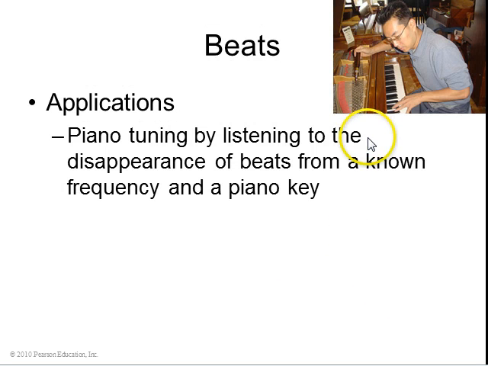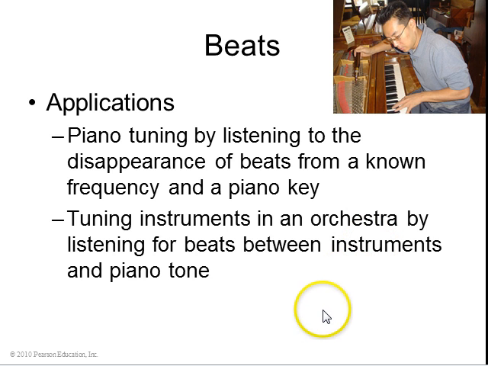And this has an application when you're tuning pianos. If you have a known frequency source, like a tuning fork or something, and you play it at the same time as a piano key, and you hear beats, then you know that the frequency is not quite the same. And if you make those beats go away, then the frequency is the same. And you can do the same thing if you're tuning an orchestra to a piano tone. You're listening for the beats, and you're trying to make them get slower and go away.